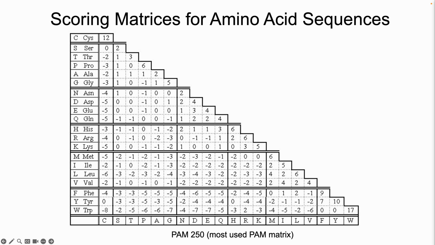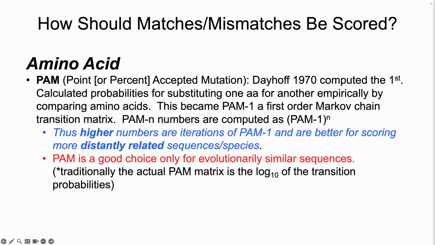PAM 250 gets used the most because it's a happy intermediate if you don't want to make the assumption of how similar I expect these sequences to be. The reason I say it's a good choice for evolutionarily similar sequences is that this is based on literal alignment, and I think it was all mammals, okay? So it was trained on sequences that are pretty similar to each other. So it's really best for using as weights for things that are pretty similar to each other.